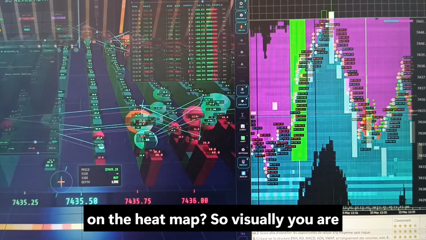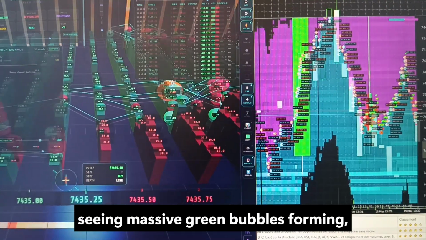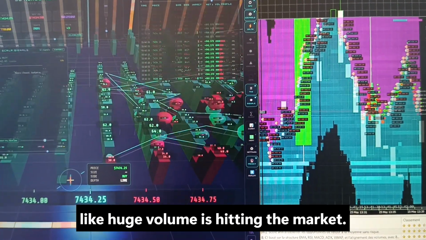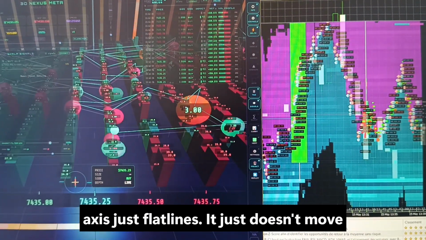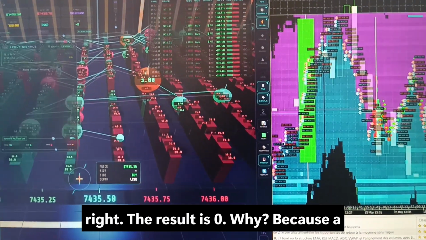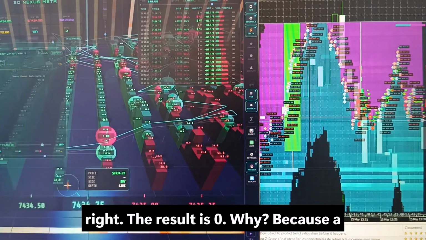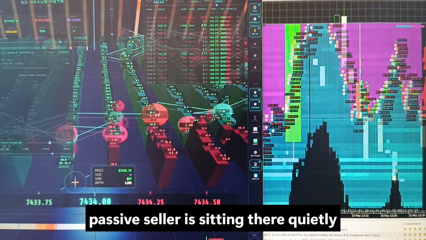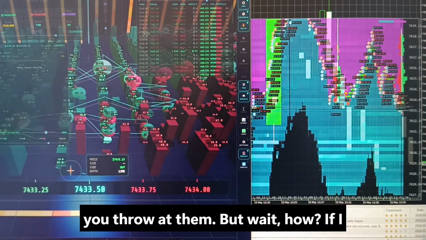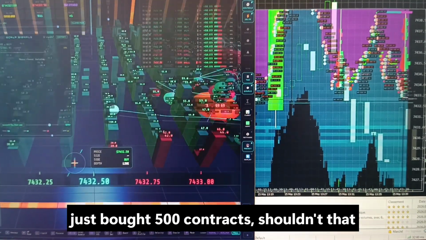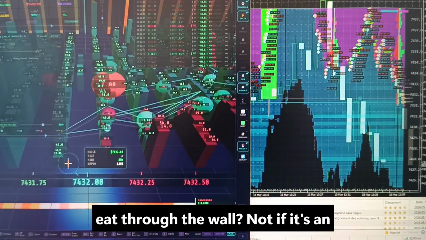So visually, you are seeing massive green bubbles forming, like huge volume is hitting the market. The effort is at maximum, but the price axis just flatlines. It just doesn't move. The result is zero. Why? Because a passive seller is sitting there, quietly absorbing every single market buy order you throw at them. But wait, how? If I just bought 500 contracts, shouldn't that eat through the wall? Not if it's an iceberg order.